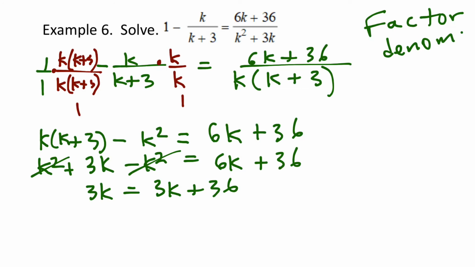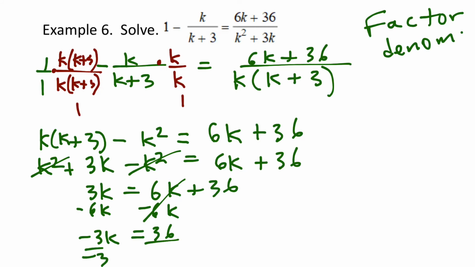So minus 6k. I've got negative 3k is equal to 36. Divide by negative 3. I have k is equal to negative 12.